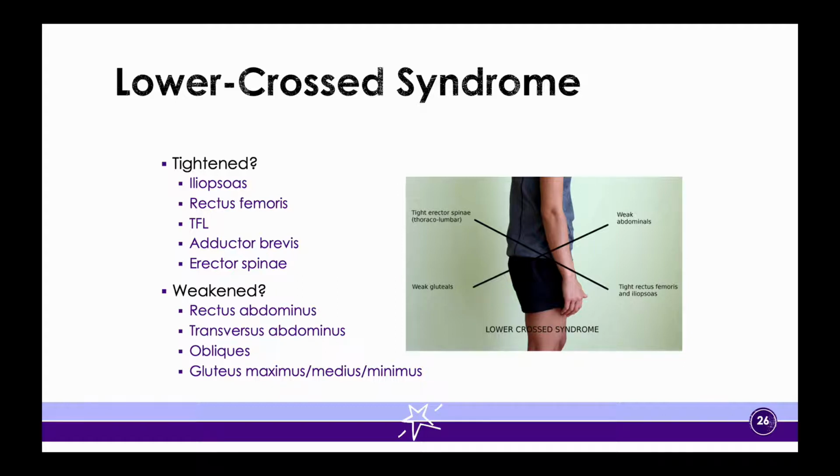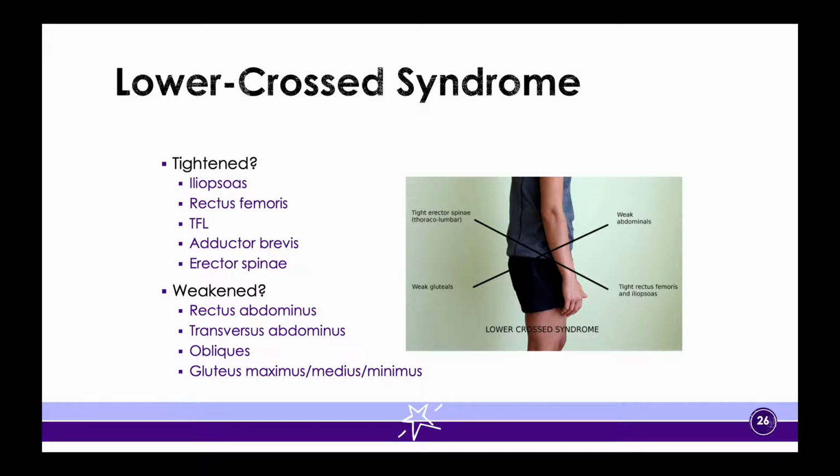And when those are constantly contracted, it's going to lead to weaknesses in a lot of our core muscles, like our abs, so our rectus abdominis, the transversus abdominis, and the obliques, and then also in our glutes, so the glute max, med, and minimus. So this is our lower crossed syndrome, in which we have tightened areas in the quads and the back, and then weaker areas in the abs or the core and the glutes, right? Which are also what I consider to be core muscles as well.